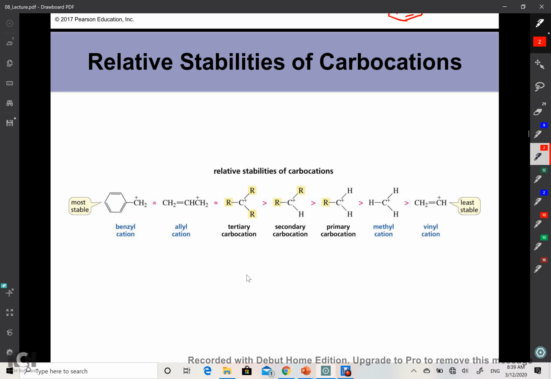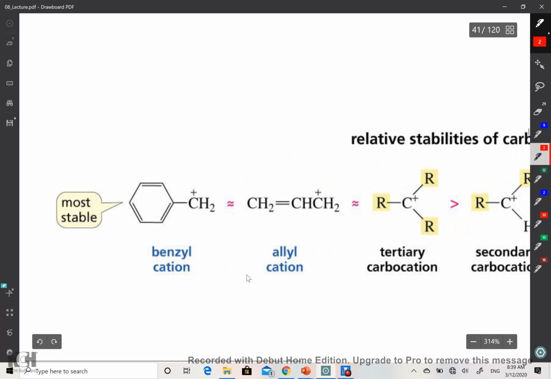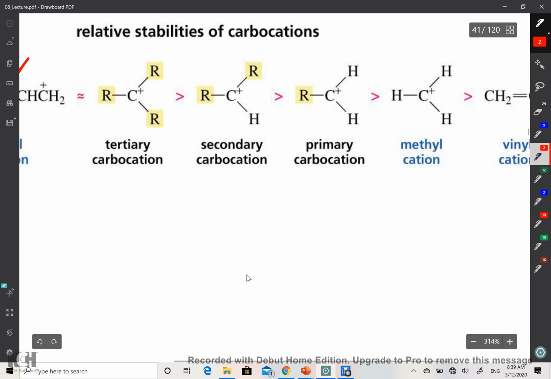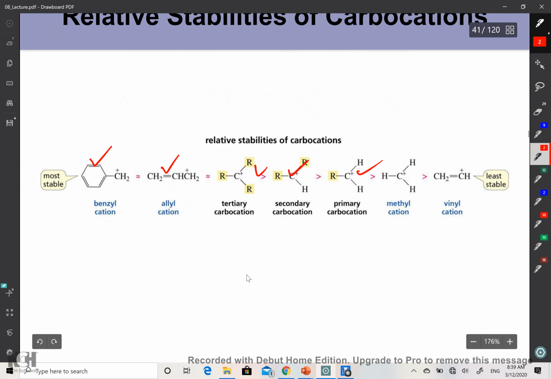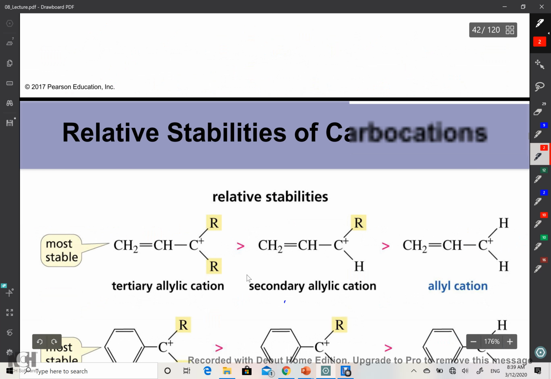Relative stability of carbocations, okay? Now, based on what we've done already, we will now understand why the benzyl carbocation is the most stable, followed by the allyl carbocation, and then the tertiary, secondary, primary, and so on and so forth. Now we understand it better because of all those possibilities of drawing those resonance structures.